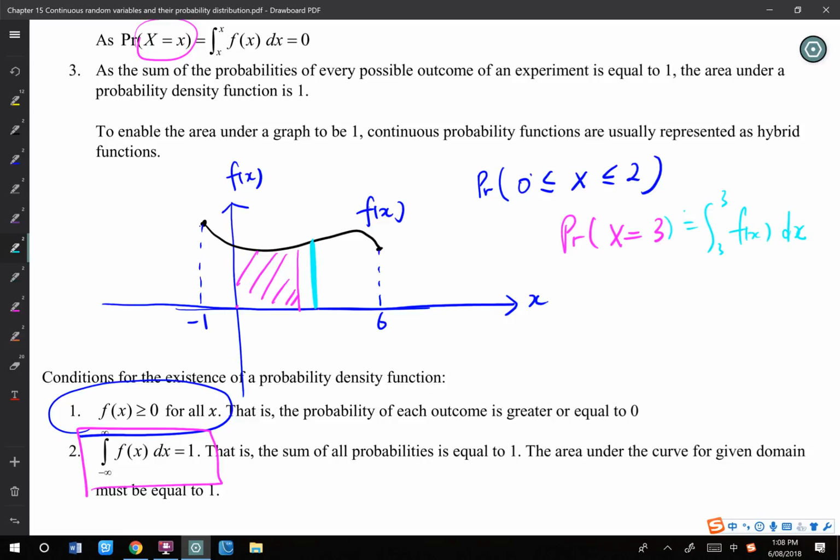For this one, I use -1 and 6. What's the probability on the left-hand side of -1 and on the right-hand side of 6? What do you think the probability will be?